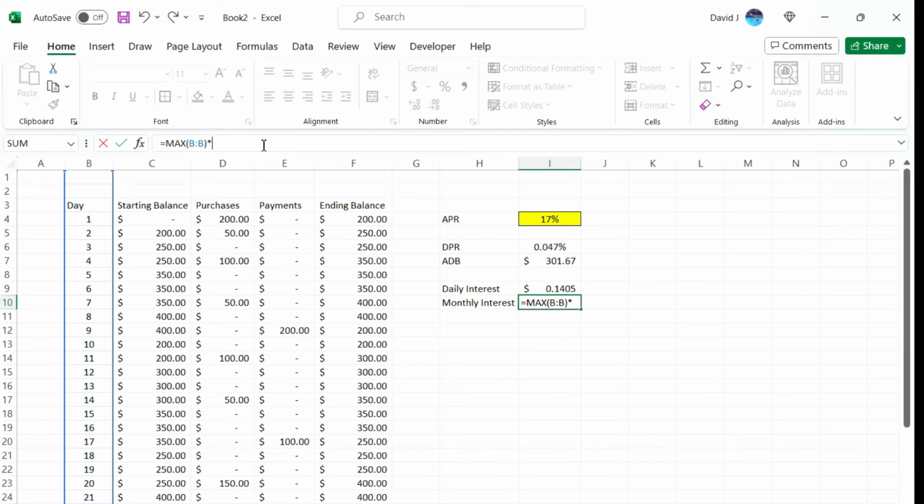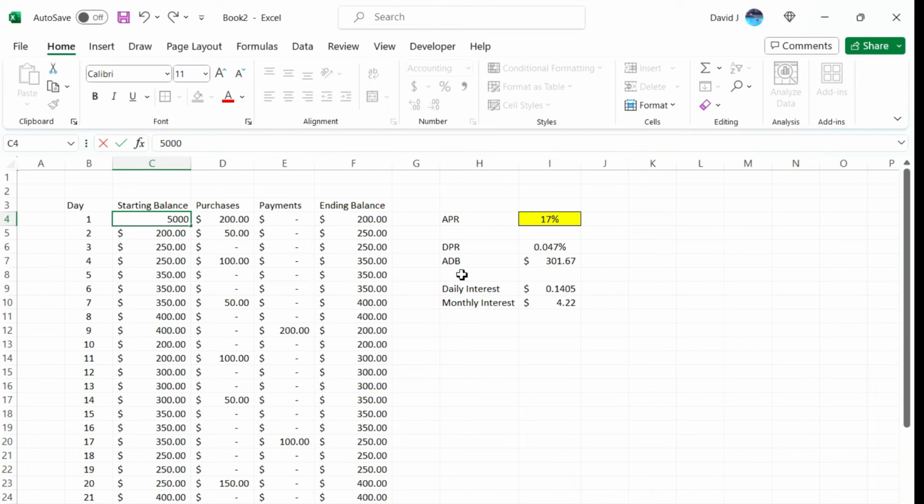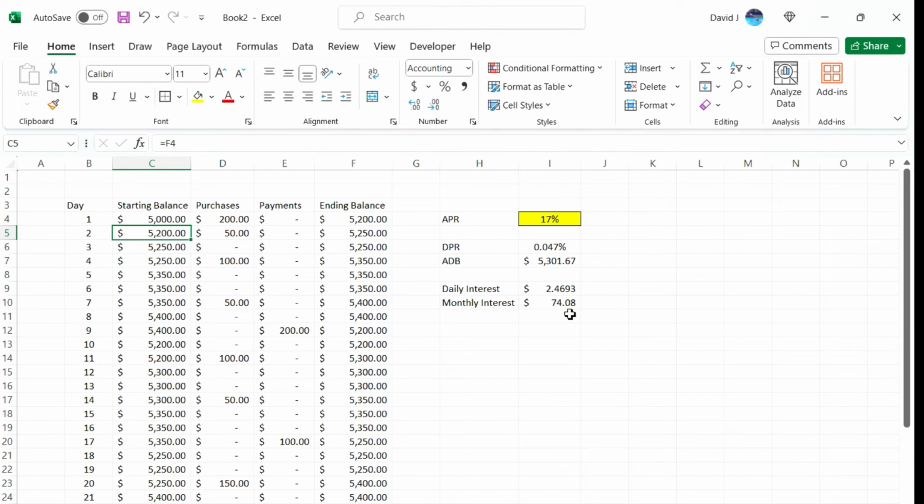And now let's multiply that by our daily interest of about 14 cents. And that tells us that our total monthly interest for the month, based on this average daily balance and this daily periodic rate, is going to be $4.22. Now, obviously, this can change drastically if we've got a higher rate or if we've got a larger balance. Let's say we start with a $5,000 balance right off the bat. You can see now our monthly interest charge is $74, so significantly higher than if we start off with a zero balance.